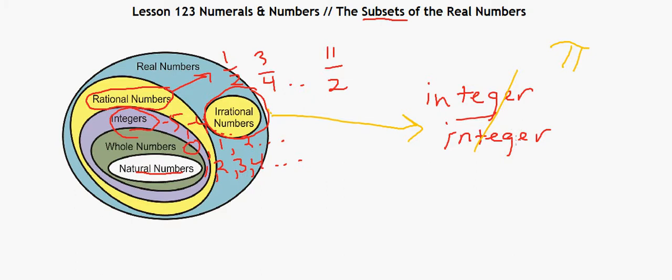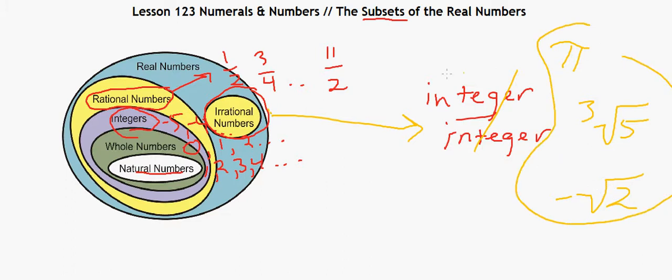Other examples are square roots that don't come out, like the cube root of 5, which goes on forever, but it cannot be shown as an integer over an integer. Negative square root of 2. There's a bunch of examples on page 493. These are the irrational numbers. They don't count as rational. They're their own category. They're the only subset of real numbers that are not rational. Within the rationals, you have integers, whole numbers, and natural numbers.